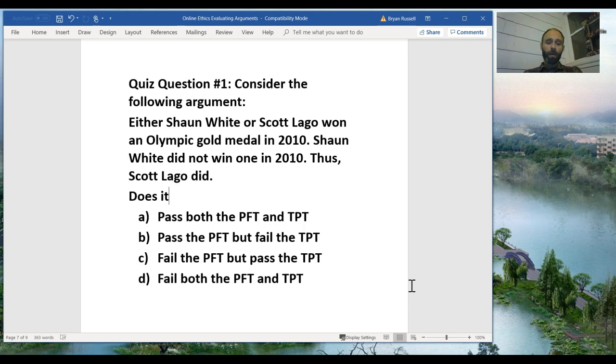So does it pass both tests? Does it fail one and pass the other? Or does it fail both? If you don't have the background knowledge, again, you can look this information up really easily online.